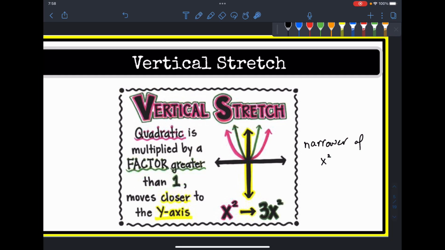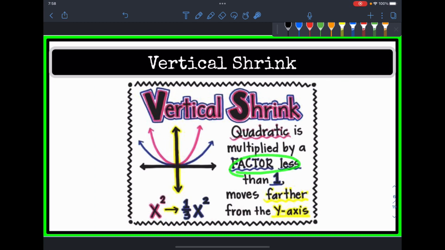If we multiply by a factor less than 1, then we end up shrinking it vertically, moving the points farther away from the y-axis, as you see right here. These points are farther away from the y-axis. As a result, you see that this graph is wider than the function of x squared. And that's how we're going to be describing today's functions. So let's look at some examples of this.